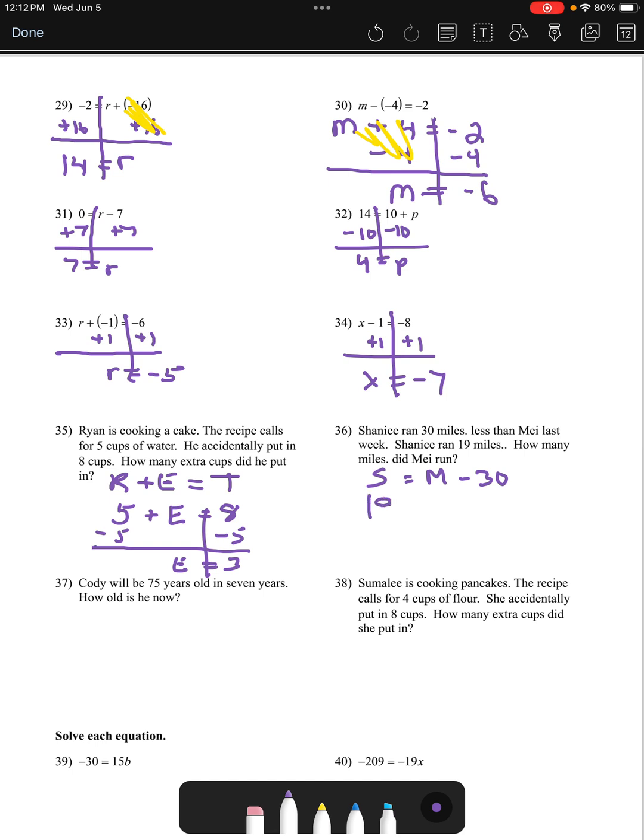Now, one of these two people we know, Shanice, she ran 19 miles. So I can replace Shanice, her S, with 19. And now, okay, we have an equation. Let's solve it. We're trying to eliminate this negative 30, so we're going to add 30 to both sides and get 49 equals M. And the question is, does that make sense then? Because our answer should always make sense in terms of our problems. So Shanice ran 30 miles less than May. That means May has to run more than Shanice. And this is clearly showing us May running quite a bit more.